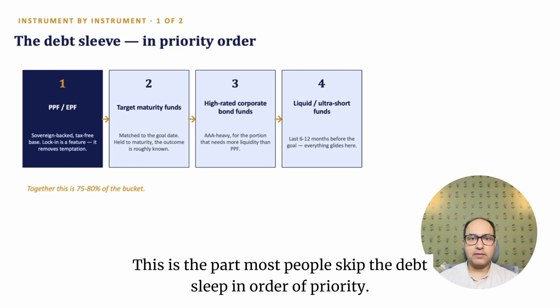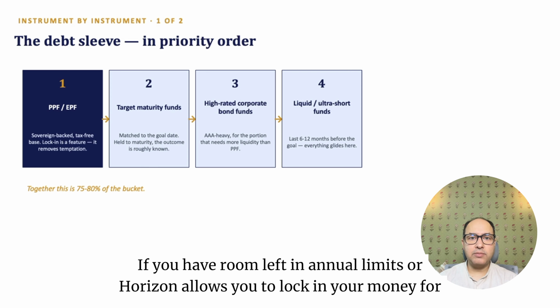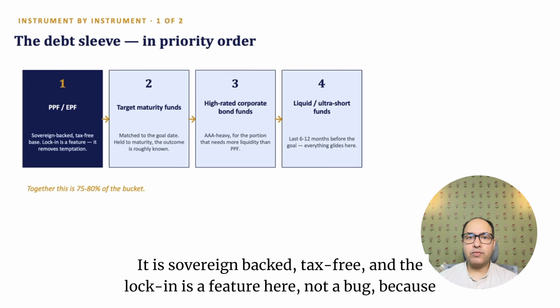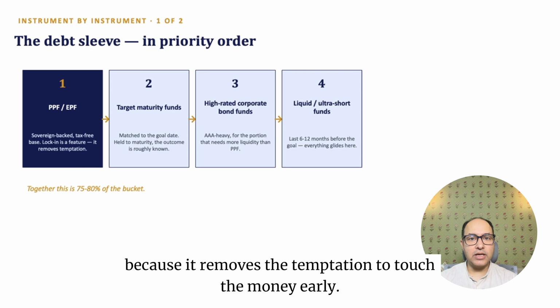Let's get specific. This is the part most people skip: the debt sleeve, in order of priority. So first is the PPF and EPF bucket. If you have room left in annual limits or your horizon allows you to lock in your money for a high quality debt allocation, this is your best bet. It is sovereign backed, tax free, and the lock-in is a feature here, not a bug, because it removes the temptation to touch the money early.